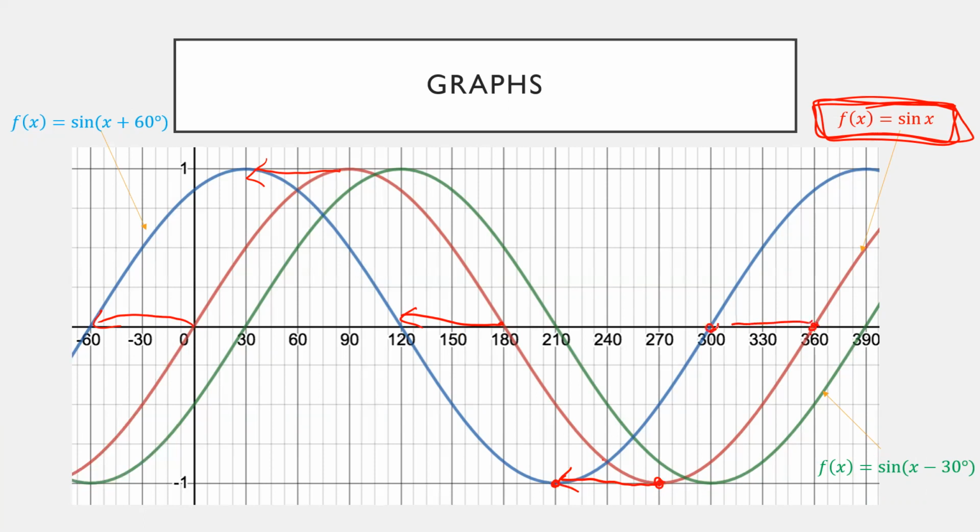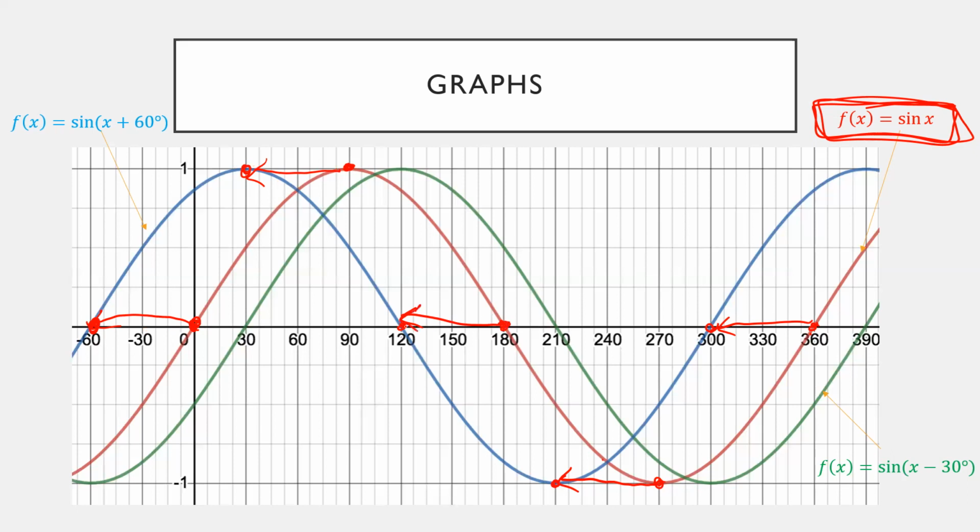So as an example, just so we see points more clearly here, I'm highlighting the points where they moved. In the original function, the point 0, 0 now gets moved to negative 60 and 0. The point 90 degrees and 1 now gets moved to 30 degrees and 1. So same y value, just the x value changed, right? It's 60 degrees to the left.